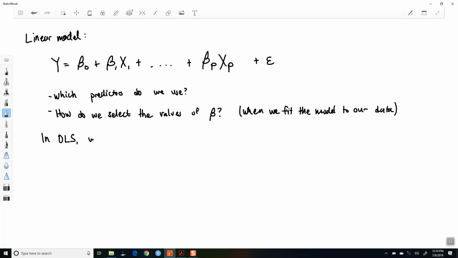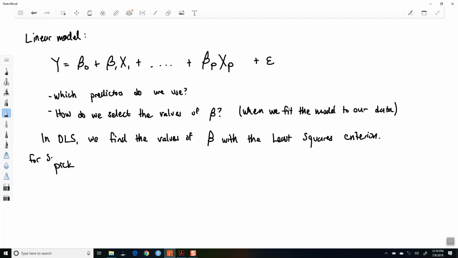In OLS, we find the values of beta with the least squares criterion, which basically says, for simple linear regression, pick your slope, beta 1, and intercept, beta 0, so that the sum of squares residuals is as small as possible.